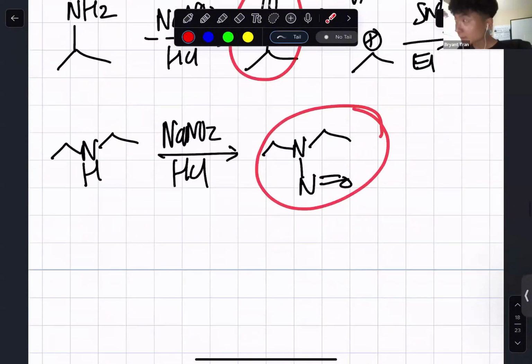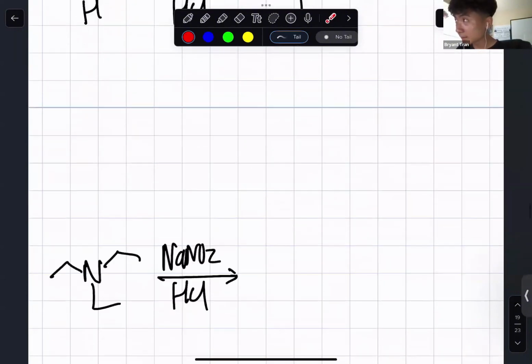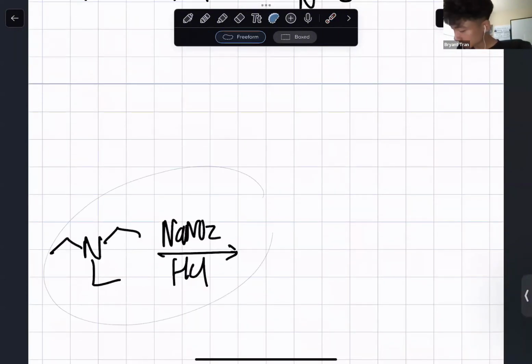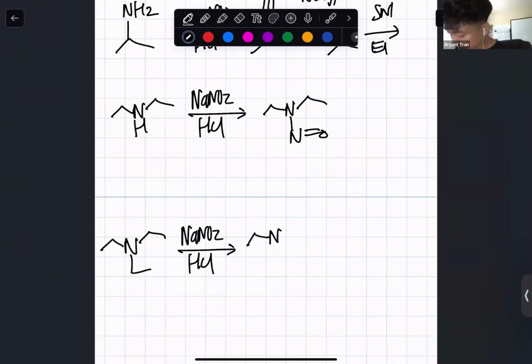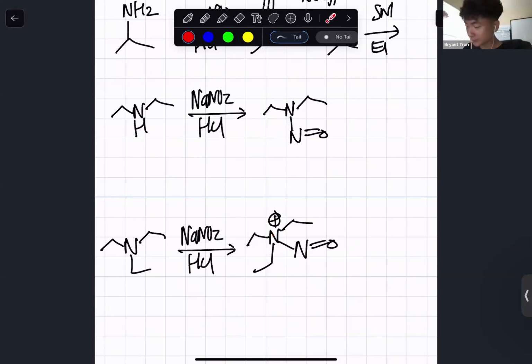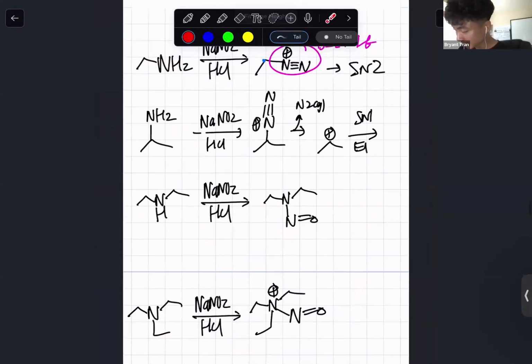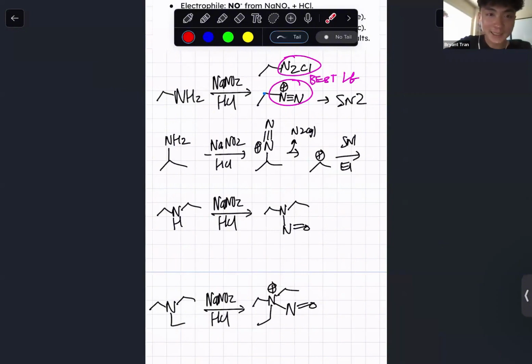the tertiary one, where the tertiary one is a N-nitrosammonium salt, which is going to look like this right here. We're basically doing the same thing as the secondary amine. We're adding an N double bond O, where this N here has a positive charge, and that's the final answer for the tertiary amine. Right? Any questions on that, Rukia?